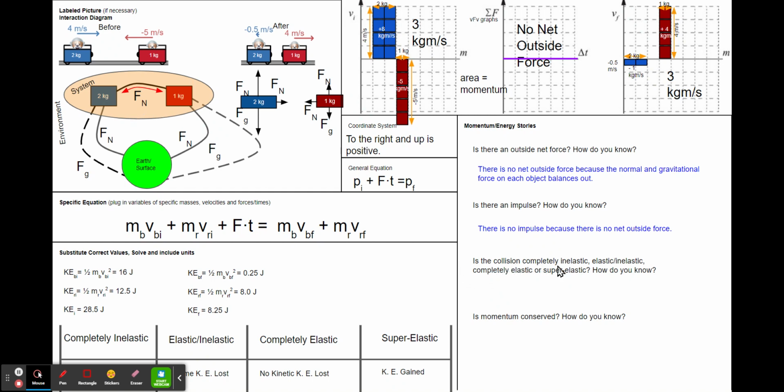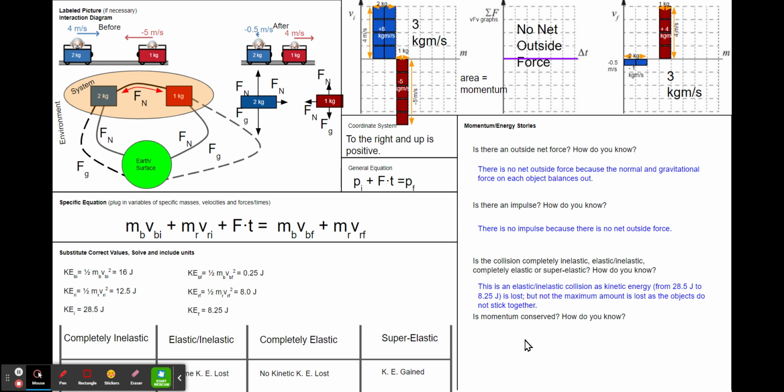Is the collision completely inelastic, inelastic, elastic, or superelastic, and how do we know? We look at this chart and notice that this is an inelastic collision, as kinetic energy goes from 28.5 joules to 8.25 joules. But it's not the maximum amount lost, as the objects do not stick together. So it's definitely in here and not in any of these other locations within the spectrum.